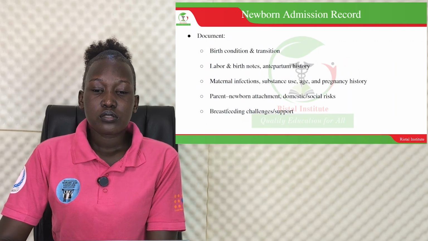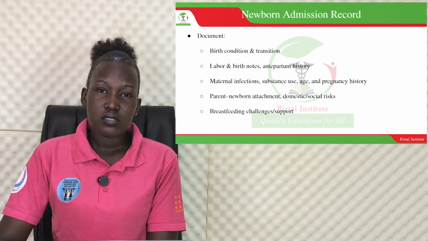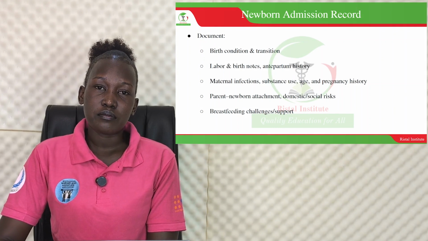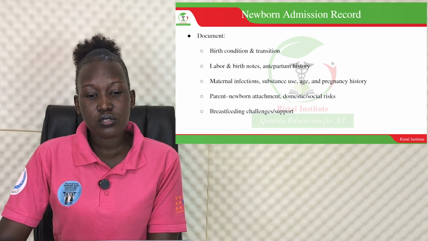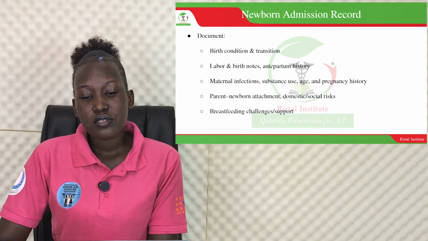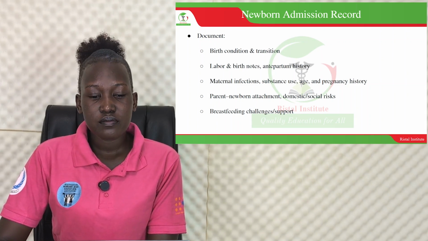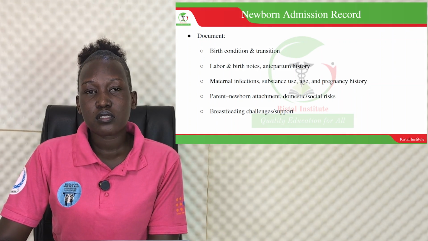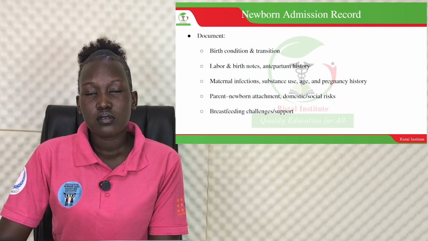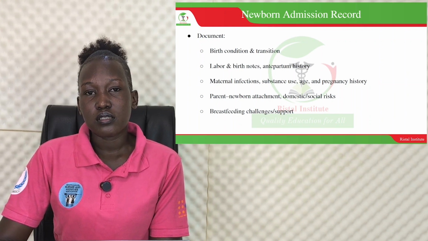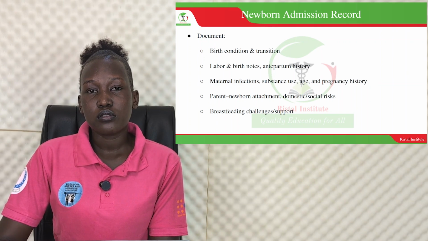So we have neonatal admission records. Everything which you have assessed on the baby should be recorded: birth condition and transition, labor, birth notes, antepartum history, maternal infection, any substance use, age, pregnancy issues. All those things about the mother should be recorded in the neonatal admission records.